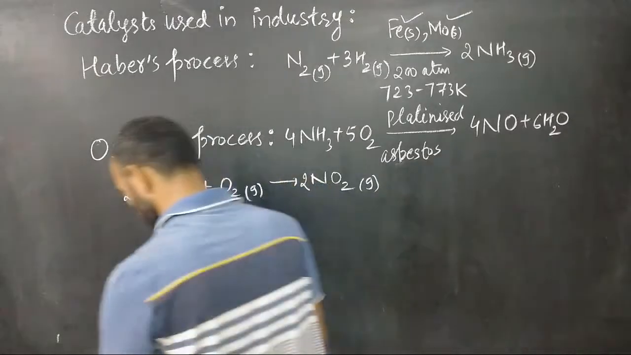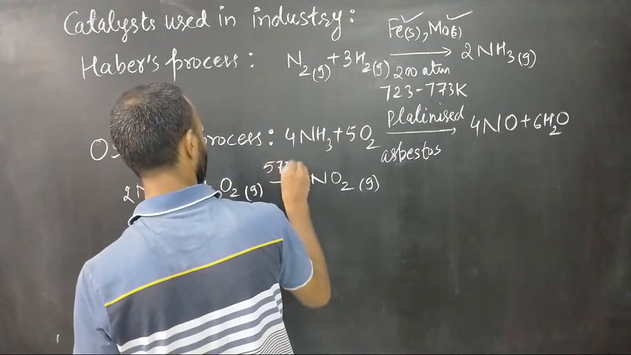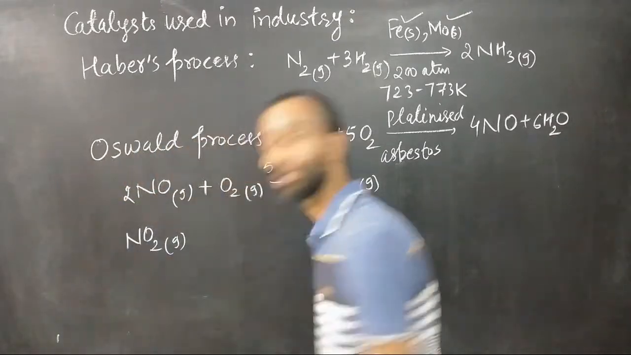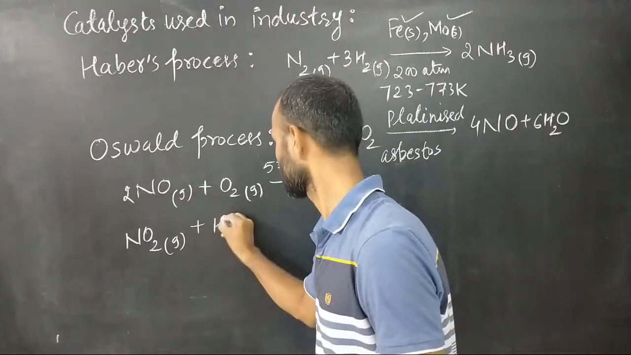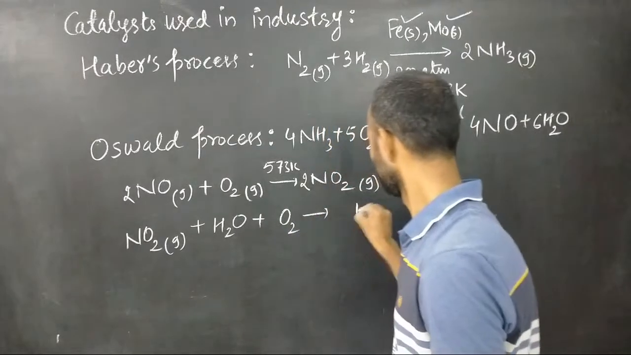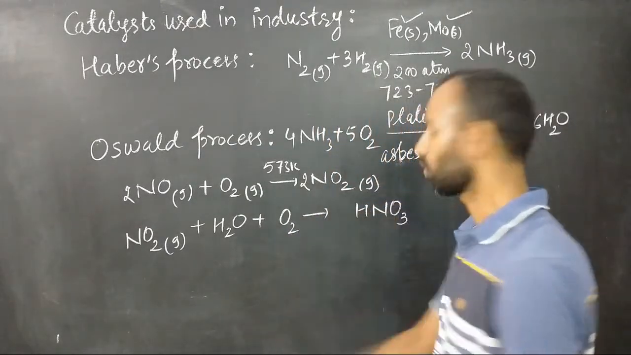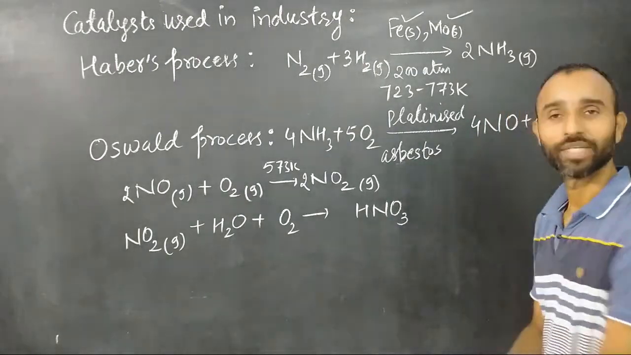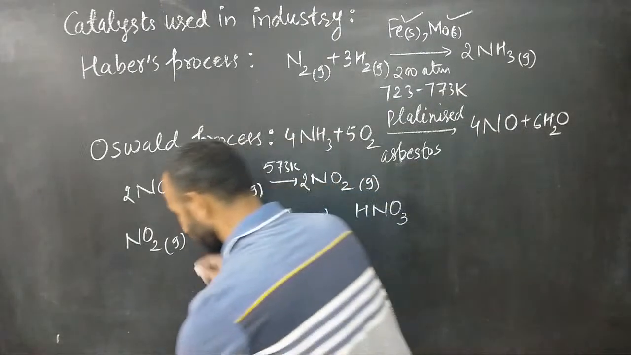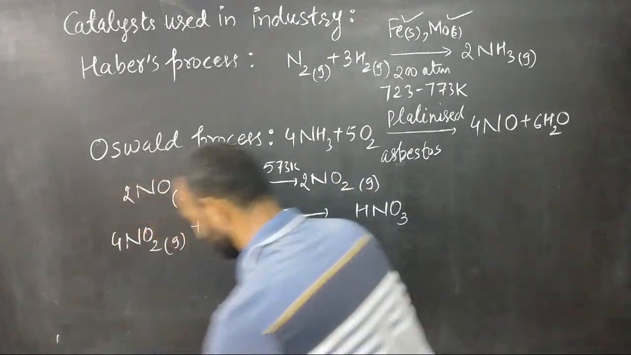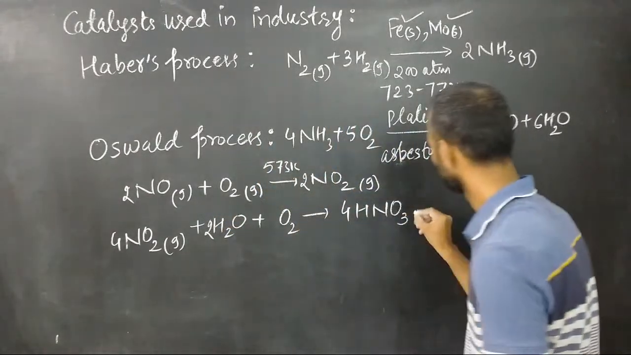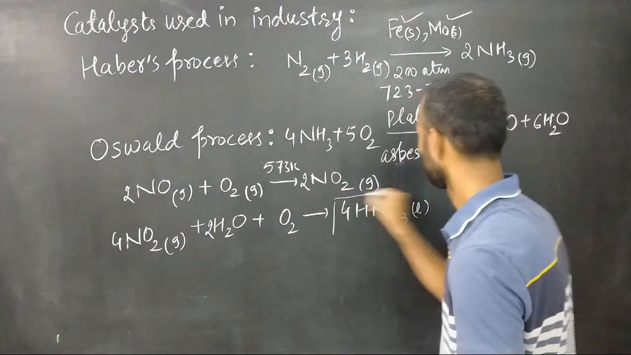And after getting NO2 gas at 573 Kelvin, NO2 gas जो है उसको फिर हम वाटर में डाल देते हैं. So NO2 gas को वाटर में डालेंगे and then it is oxidized, so we get HNO3, nitric acid मिलता है in the presence of air and water, right? So balancing कर रहा हूँ मैं, it is 4 and then 2 and we get 4 HNO3. So this liquid is formed.